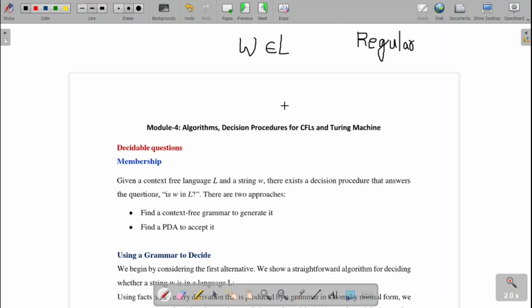Next, we went on to the context-free languages, for which we used two different types of notations. The first is the PDA, which stands for pushdown automata. Then we learned the context-free grammars. The languages which are generated by the grammars and accepted by the PDA are the context-free languages.